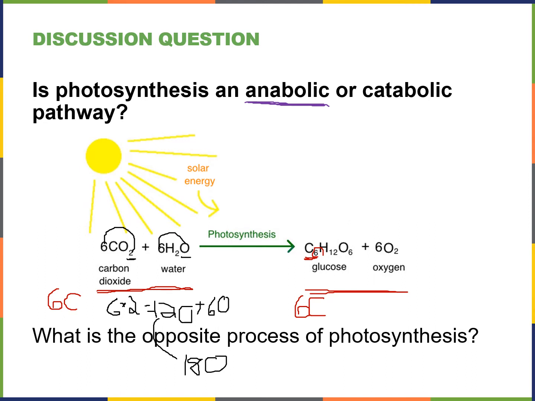So now let's look on this side. Well, in glucose alone, we have 6 oxygens. So glucose alone, we have 6. And then again with oxygen, we do 6 times 2, and that's going to give us 12 oxygen. And 6 plus 12 is going to give us 18 oxygen. So our oxygen is balanced on both sides.